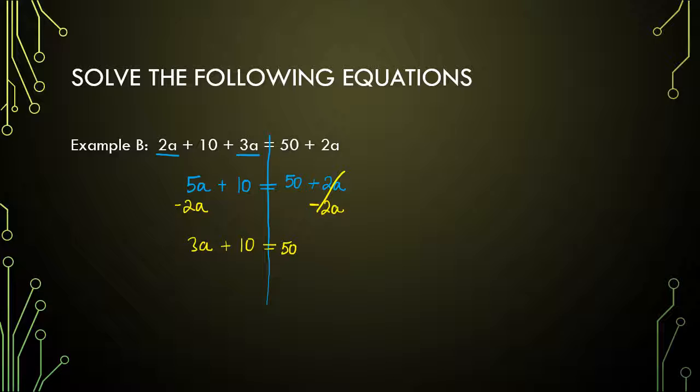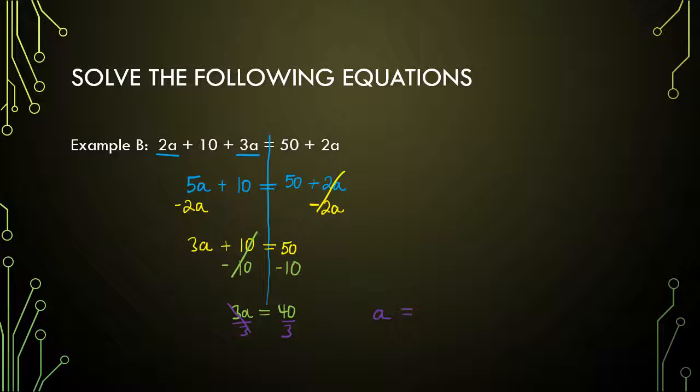To get a by itself, we need to get rid of the 3 and the 10, and the opposite of plus 10 is minus 10. I subtract 10 from both sides. On the left side, they cancel, and we can bring down 3a. On the right side, 50 minus 10 is equal to 40. Then our last step in getting a by itself, to get rid of this 3, we're going to divide both sides by 3. On the left side, 3 divided by 3 reduces to 1, meaning we have 1a.